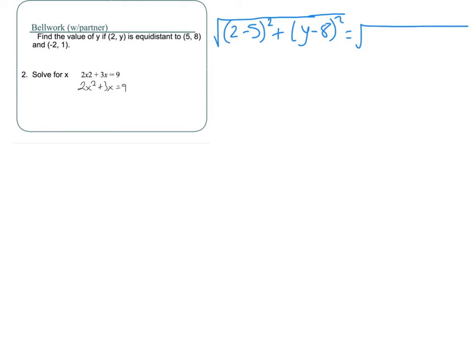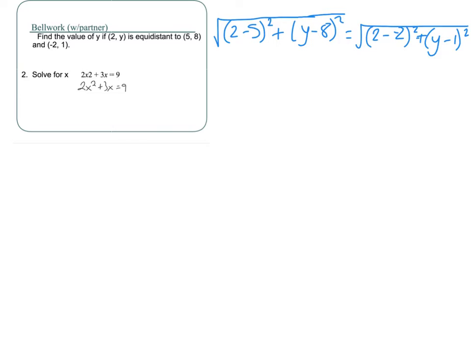we'd have 2 minus negative 2 squared plus y minus 1. So the distance from (2, y) to (5, 8) is equal to the distance from (2, y) to (-2, 1). Okay, so I've got that all set up. Let's start working some numbers.